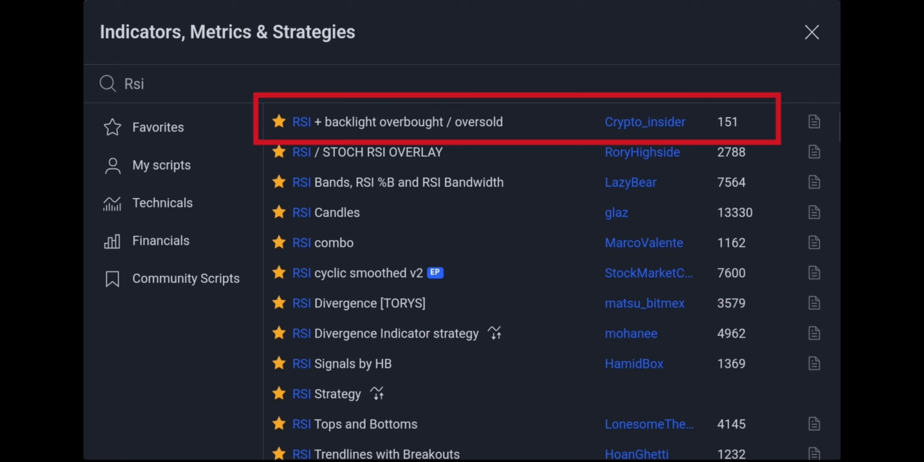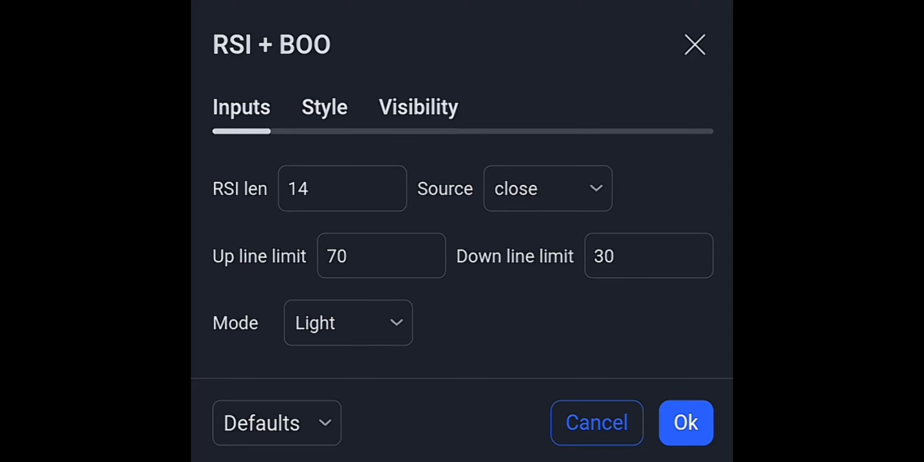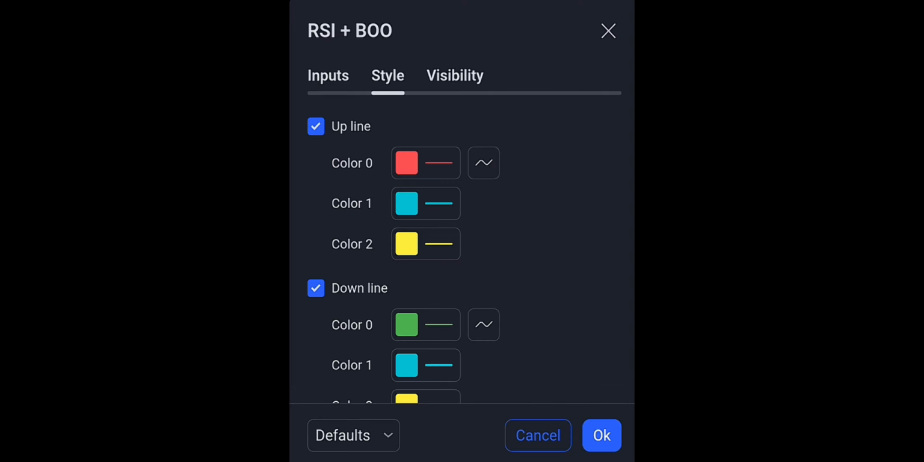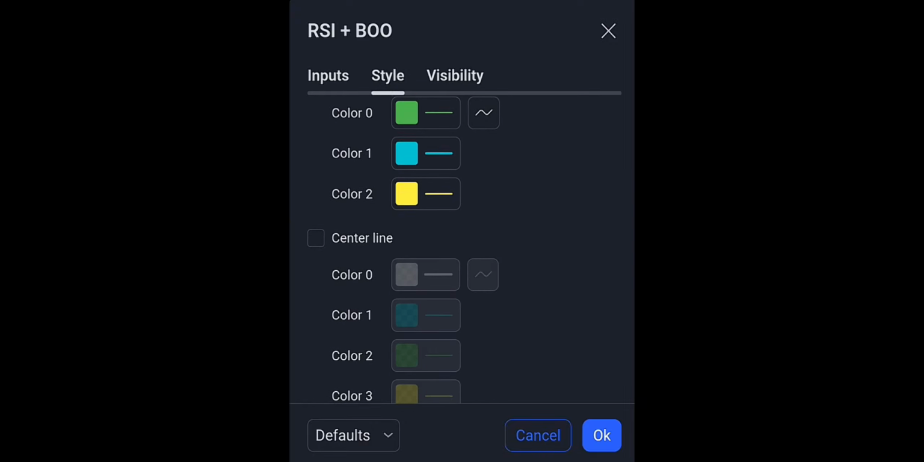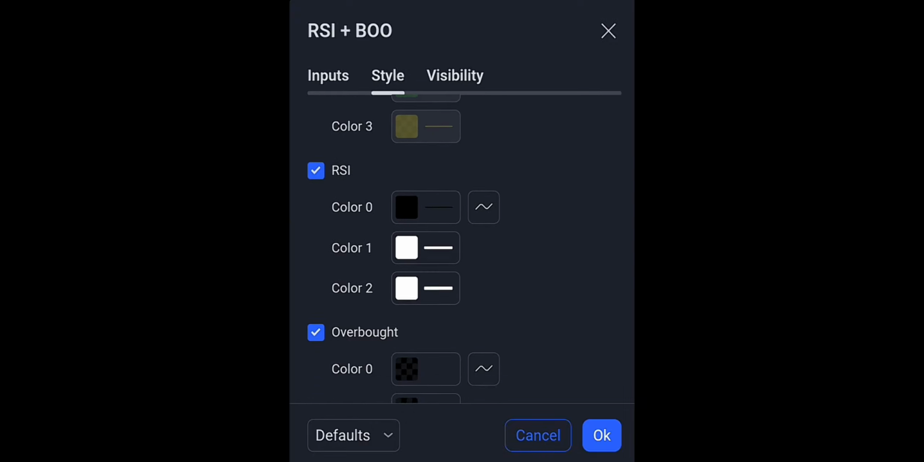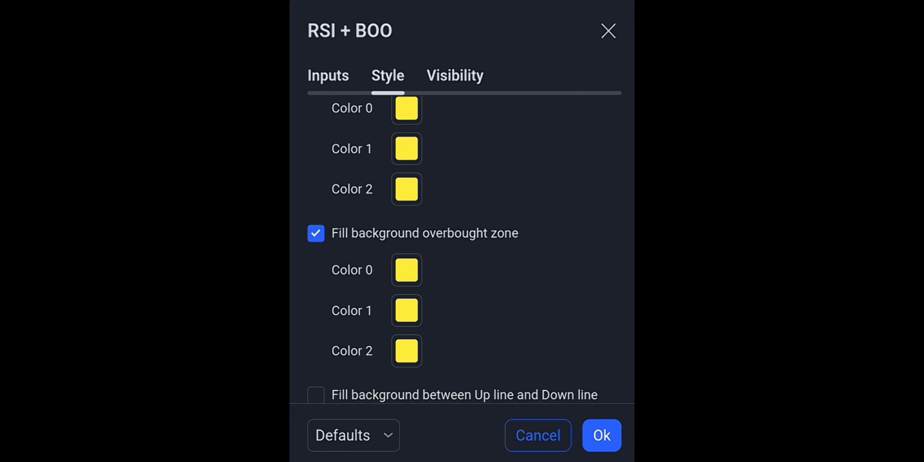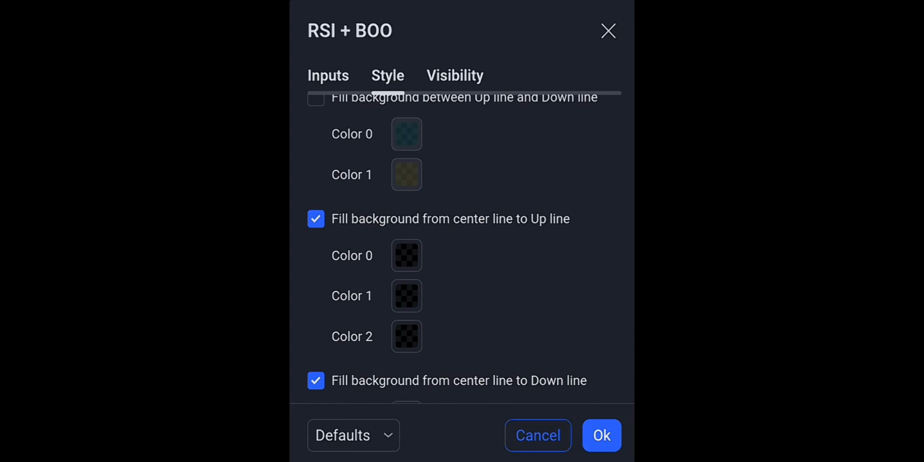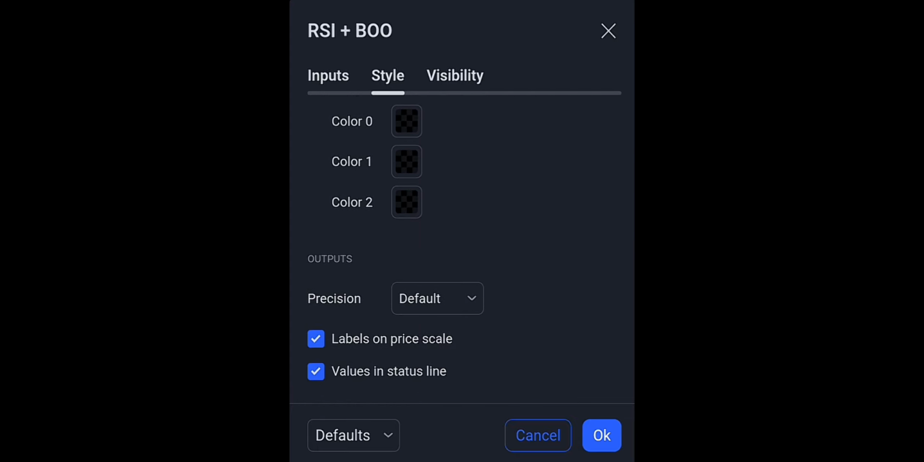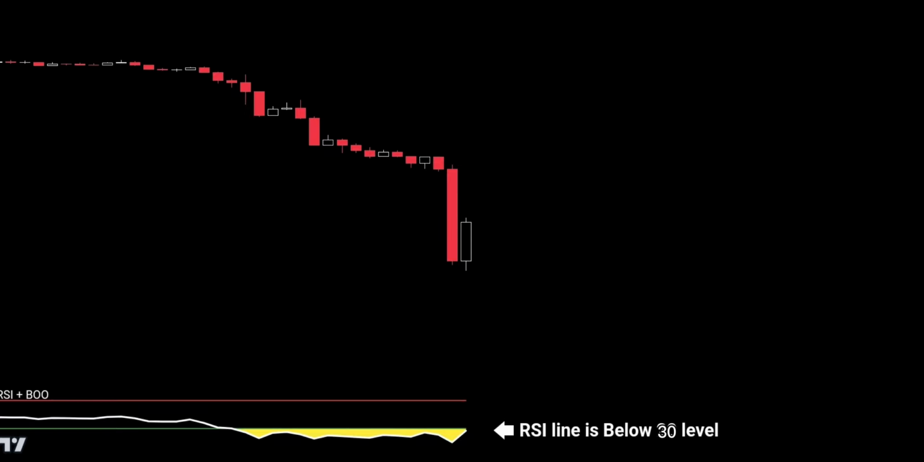Let's now go to the indicator settings and start learning. As you understand, the indicator that we have adjusted on the screen is a slightly modified version of the RSI indicator by a different author.